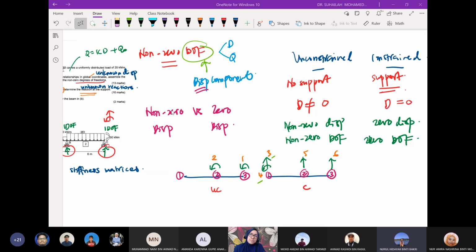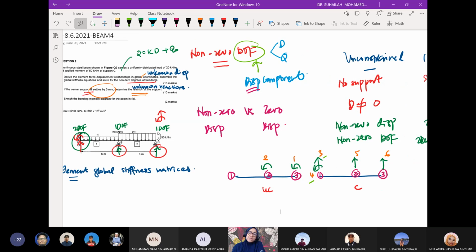Any idea? Yes. Because of displacement: we need to determine displacement first, then only we can calculate reaction. Without displacement, we cannot calculate the reaction, because we calculate reaction with displacement. That is the reason why, when labelling, we must label the unconstrained first. Once the unconstrained is finished, then we can continue with the constrained.